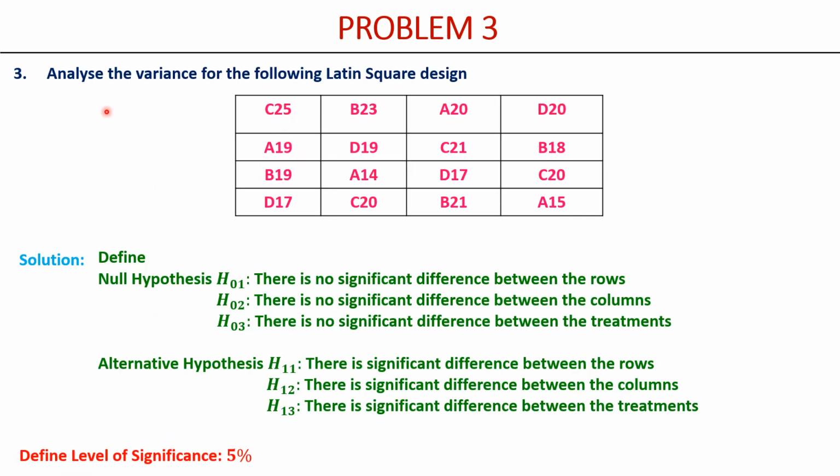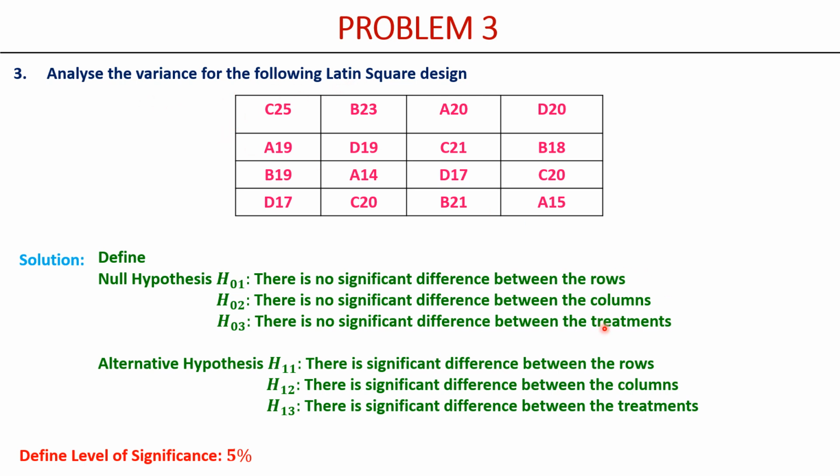Problem number 3 is given in a very simple way. It says analyze the variance for the following Latin square design. There is nothing spoken about what A, B, C, D are, or what the rows and columns represent. It's a very vague kind of picture given to us. Therefore, we shall treat the three parameters as rows, columns, and treatments. In the earlier problem, at least we knew what the treatments were, but here there is no mention of that.